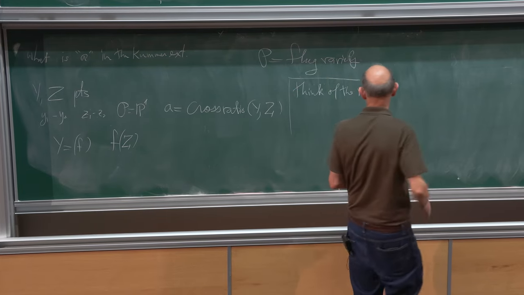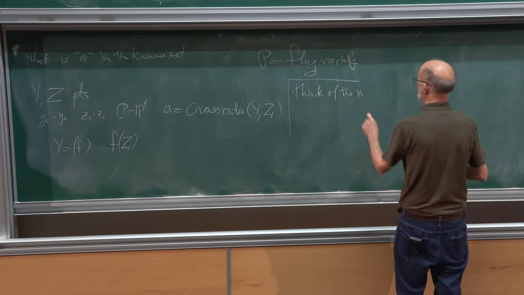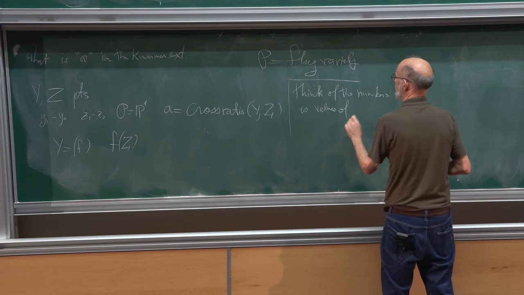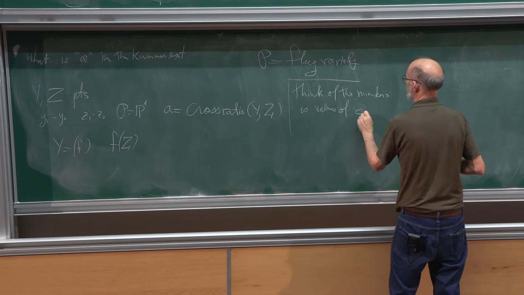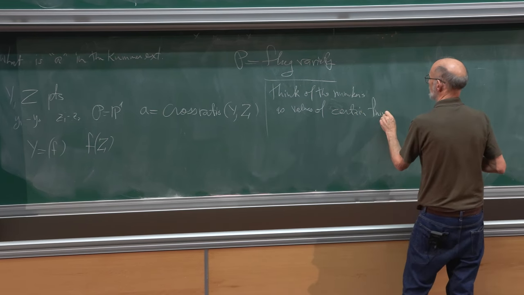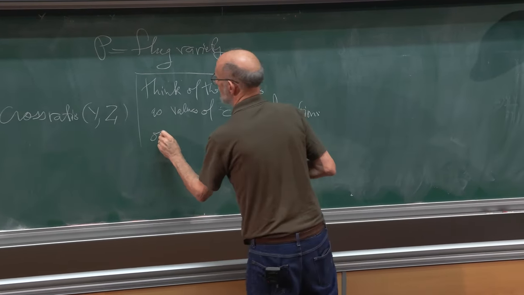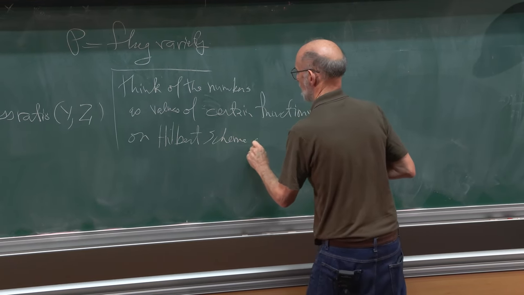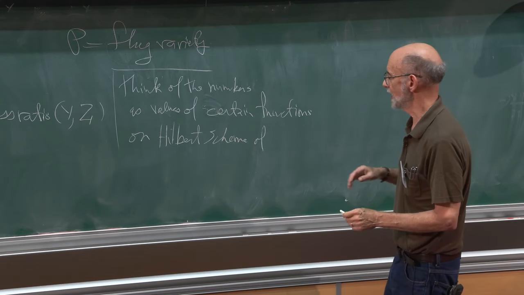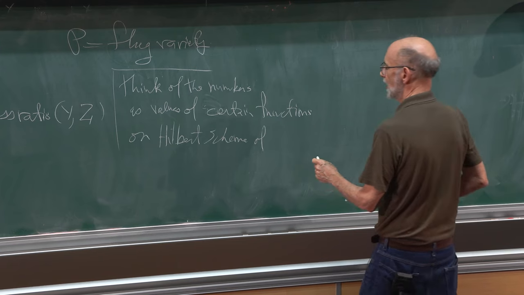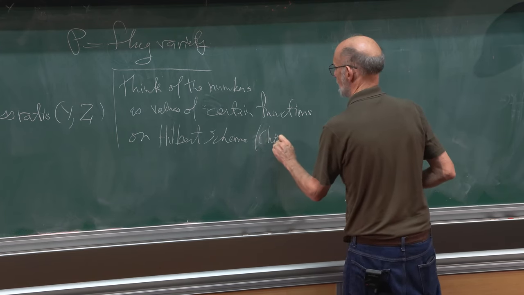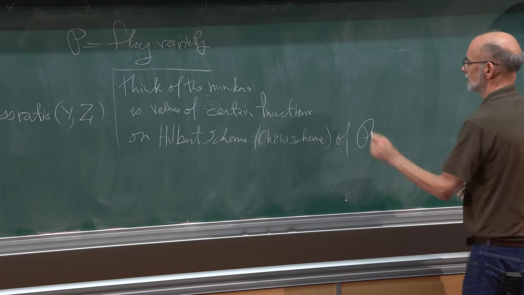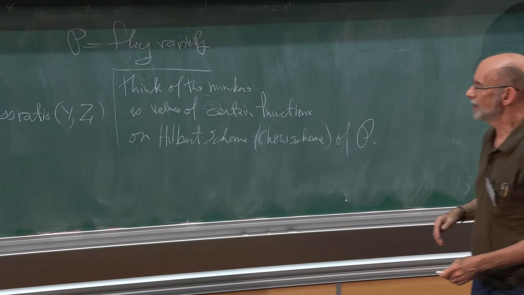These things, and the way to put them in a nice package, is you think of the numbers as values of certain functions on the Hilbert scheme, maybe the Chow scheme. It's a little subtle, so I'll say Chow scheme, of the ambient variety.